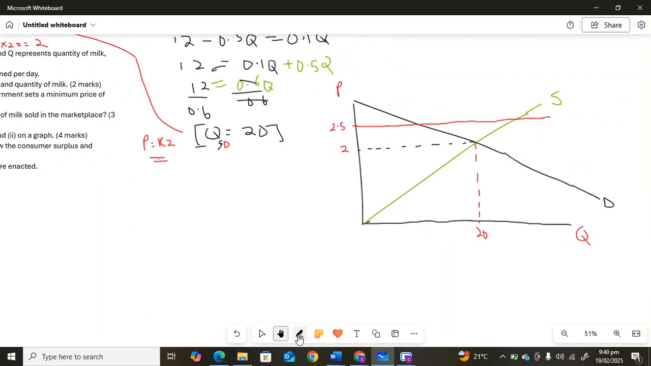Okay. And basically on the graph, we're talking about this point where the price floor touches the supply curve. Remember, our supply function is P equals 0.1 QS.